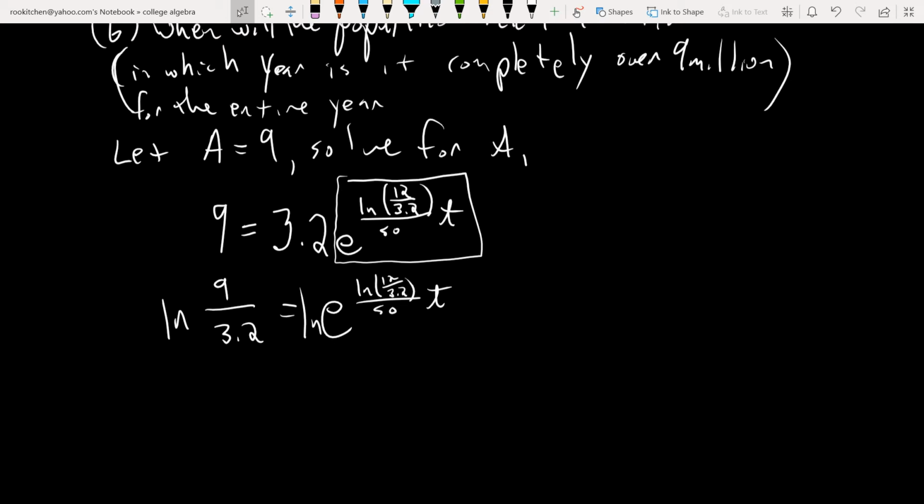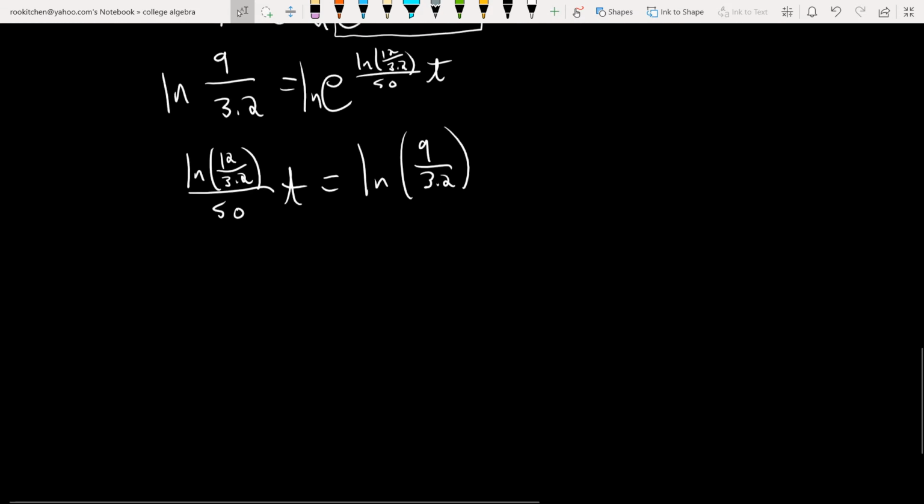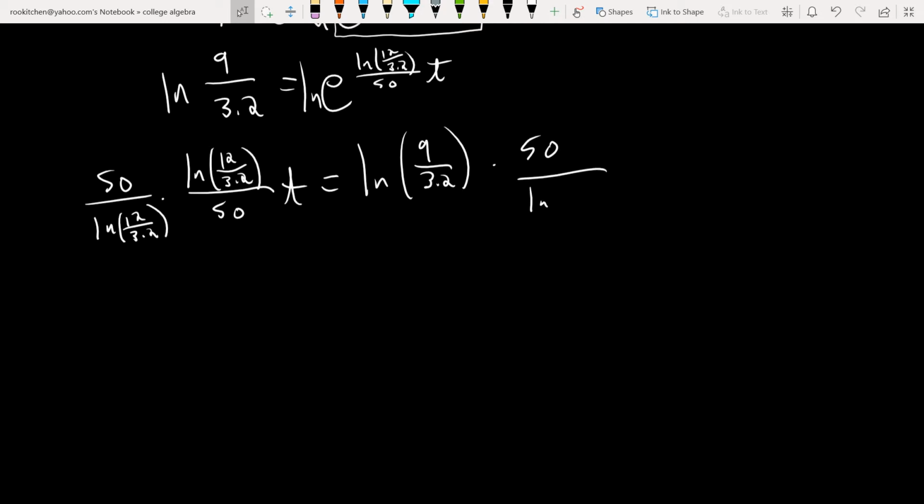I'm going to flip-flop sides. The ln of e, those cancel each other out, and you're left with ln of 12 all over 3.2 all over 50 t equals ln of 9 divided by 3.2. And then we want to solve for t, so multiply both sides by 50 all over ln of 12 all over 3.2.